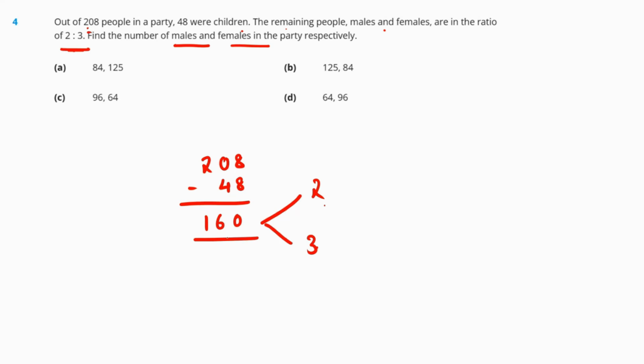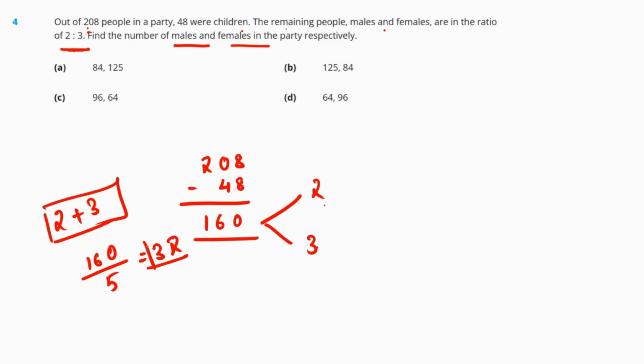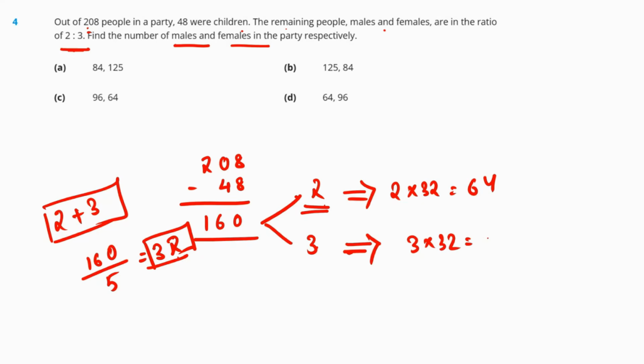That means 2 plus 3, total 5 parts. If there are 5 parts in total, 160 divided by 5, the per unit value is 32. If per unit is 32, males are 2 parts or 2 units, which means 2 times 32, which is 64. And females are 3 times 32, which is 96. So 64 and 96, option D is the correct answer.